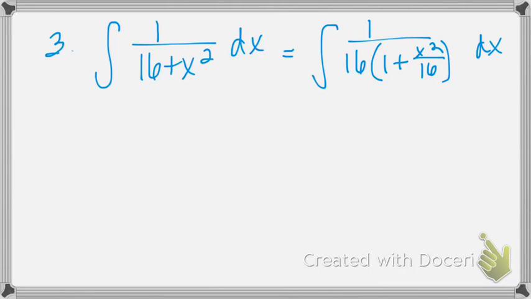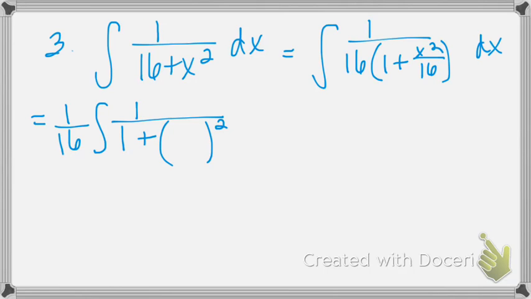Just like we did on the arc sine, we pulled out the 16 because we need it to be 1 plus something squared. Alright, I can take that 1 over 16 outside of the integral, so I'm not really worried about it. And the thing underneath there, I need it to be something squared. So if it's a squared over 16, it's x over 4. Because you're basically taking the square root of each of those to make it squared.